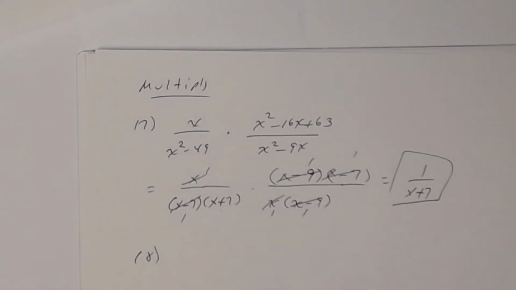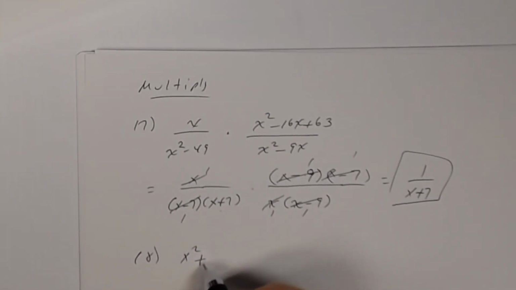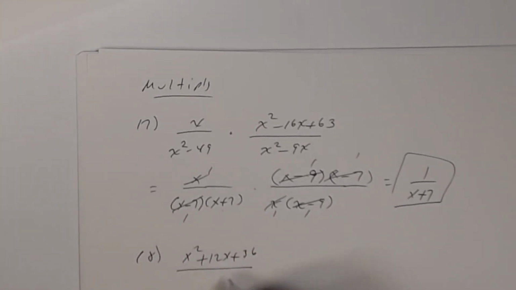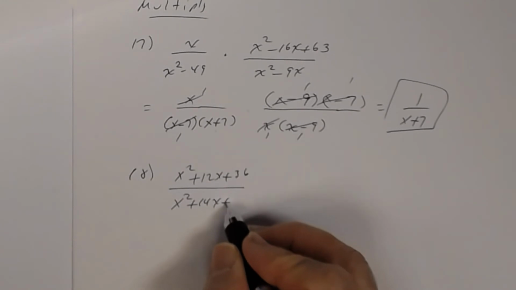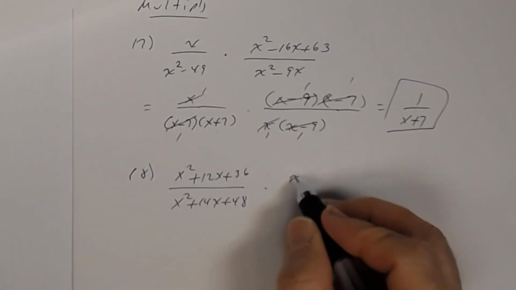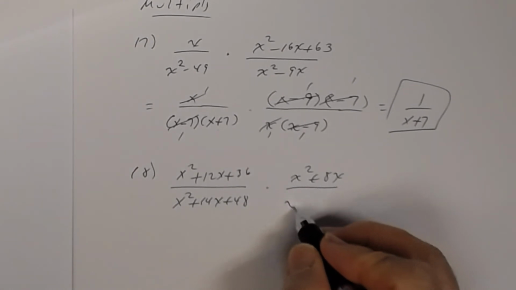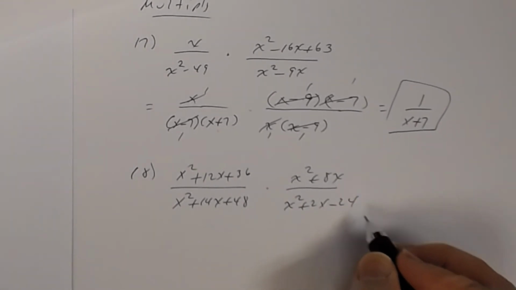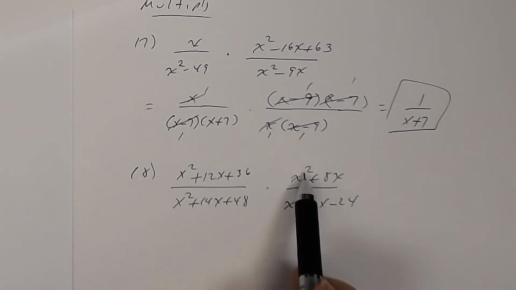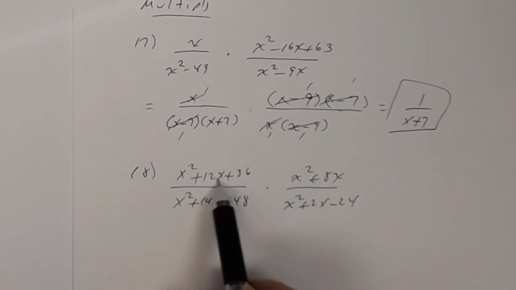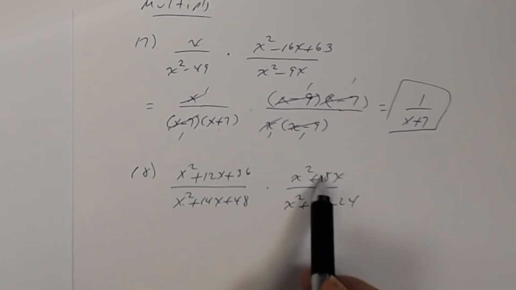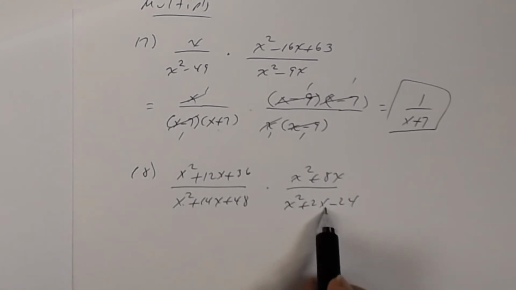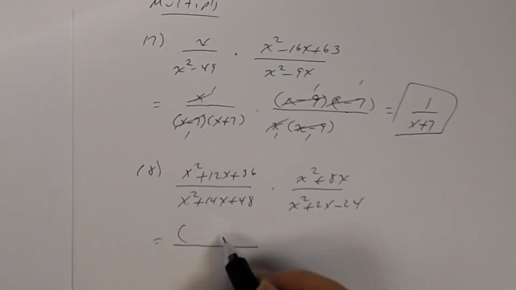All right. Number 18, again, you're multiplying two rational expressions. And you get x squared plus 12x plus 36 divided by x squared plus 14x plus 48 times x squared plus 8x divided by x squared plus 2x minus 24. Okay, so here this polynomial in the numerator, the GCF is 1, this GCF is 1. Here you can factor out an x, so the GCF here is x, and this is 1. So let's go ahead and factor each of those.